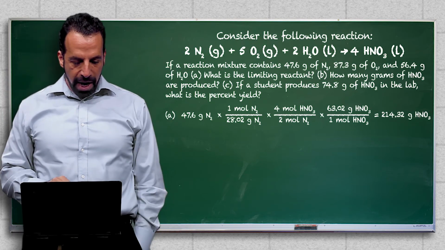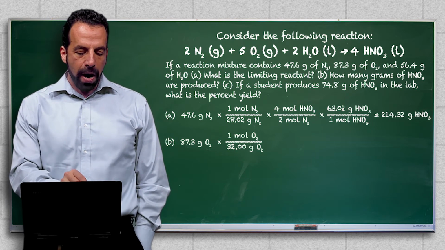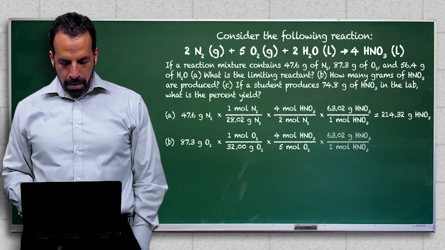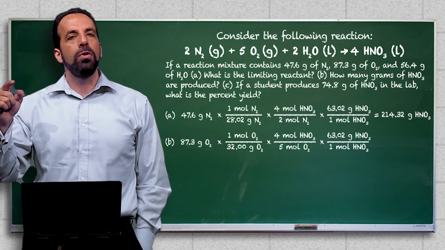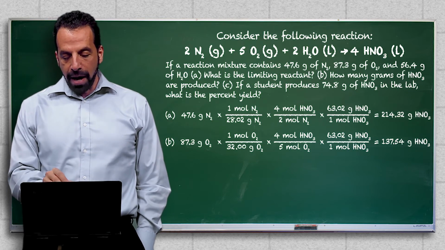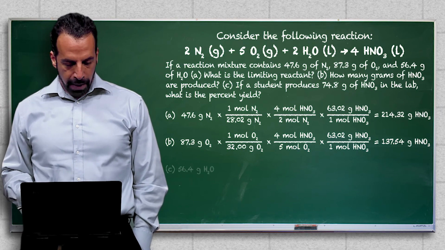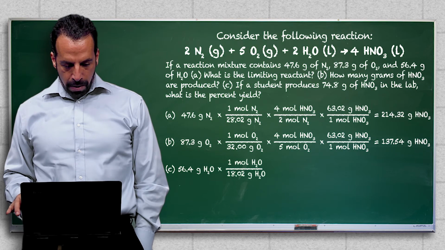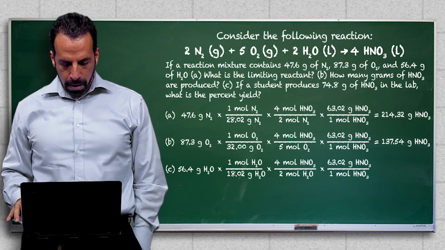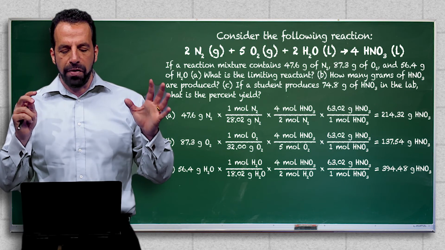Let's go ahead and do the same thing for the oxygen. And again, convert the oxygen, the grams to moles. Look at the mole-to-mole ratio. Again, in this case, it's a 5-to-4 ratio. That last part is the same: 63.02 grams of nitric acid per 1 mole of nitric acid. And so now, if all my oxygen reacts, I'm going to produce 137.54 grams of nitric acid. That's theoretically there. And then finally, we do the same thing for water. In that case, the mole-to-mole ratio is a 4-to-2 ratio. And we're going to end up with 394.48 grams of the nitric acid.